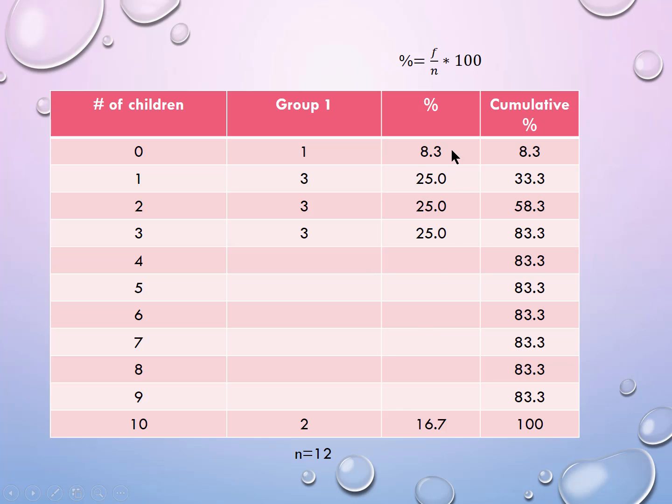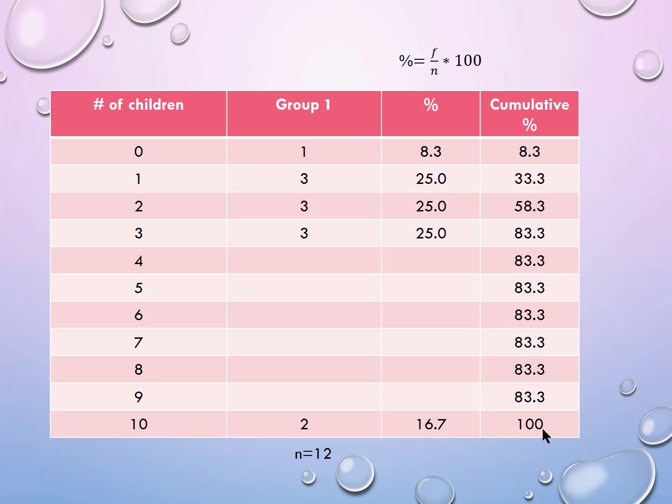So we get 8.3% here, 25%, 25%, 25% for all of the 3s. And then 2 divided by 12 times 100 is 16.7. And remember, we had another column for cumulative percentage. This one comes in handy when we look for the 25th percentile and 75th percentile. The cumulative percentage was just adding those up, and all of them together, remember, have to be 100. So 8.3 plus 25 is 33.3. Plus 25 is 58.3. Plus 25 is 83.3. Then we have zeros here, so it's 83.3 all the way here. Plus the 16.7 is 100%.